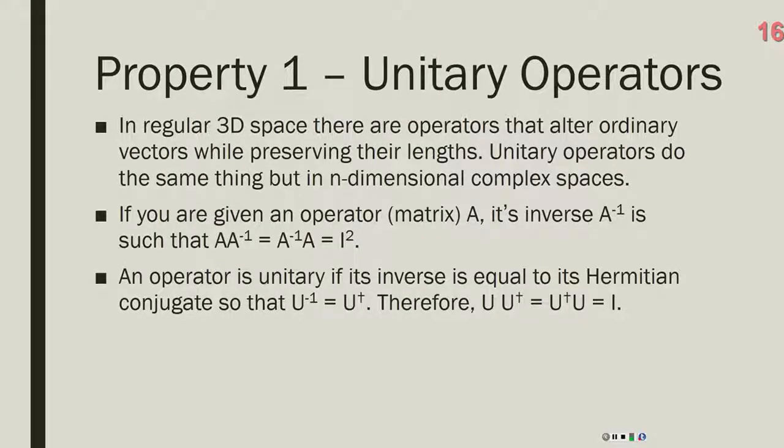The first property is unitary operators. In regular 3D space, there are operators that alter ordinary vectors while preserving their lengths. Unitary operators do the same thing, but in n-dimensional complex space. If you're given an operator like a matrix A, its inverse A to the negative 1 is such that if you multiply the two together, you should get the identity matrix. An operator is unitary if its inverse is equal to its Hermitian conjugate, so that U to the negative 1 is equal to U dagger. Therefore, U dagger U would also be equal to the identity.